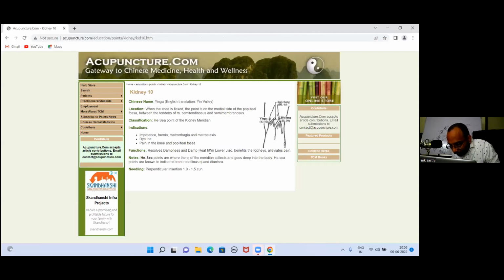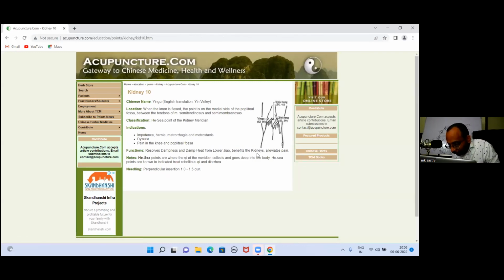The damp heat on the lower jaw benefits the kidney, alleviates the pain. It is an EC point, where the Q of the meridian collects and goes deep into the body. EC points are known to treat the rebellious Q and diarrhea. You can see it is an EC point. Easy point. Yes.